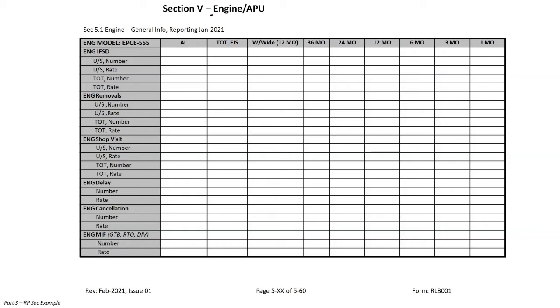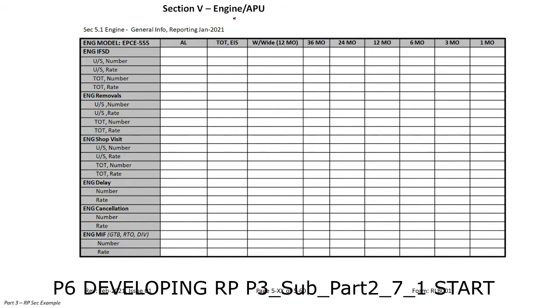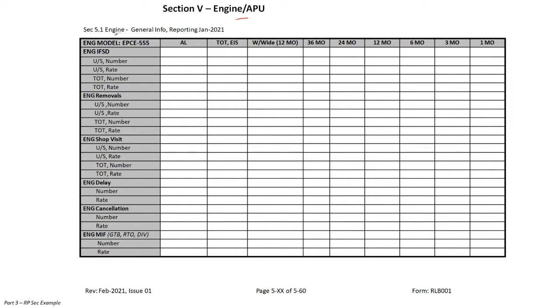Section 5, and this section is all about engine APU. And the first item, section 5.1, is all about engine reliability reporting general information. The reporting month here, as you can see, is January 2021. So let's start from the right side.